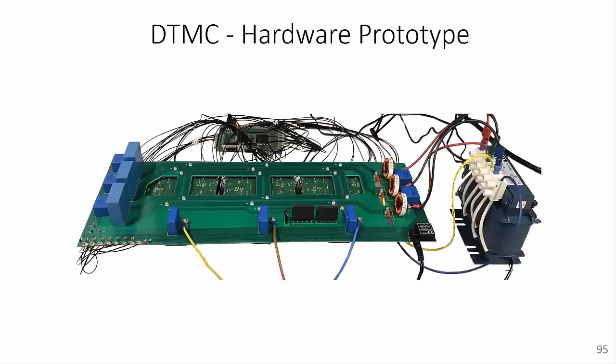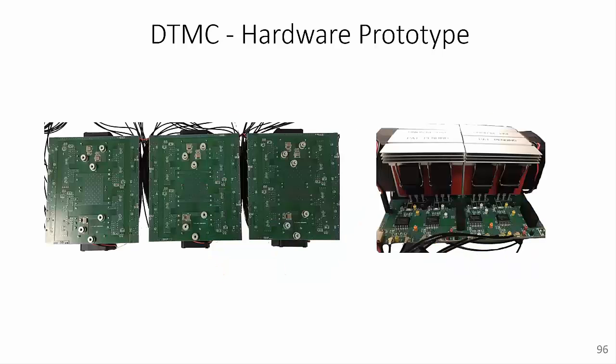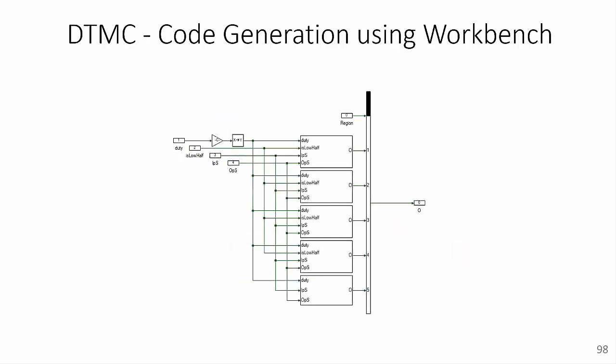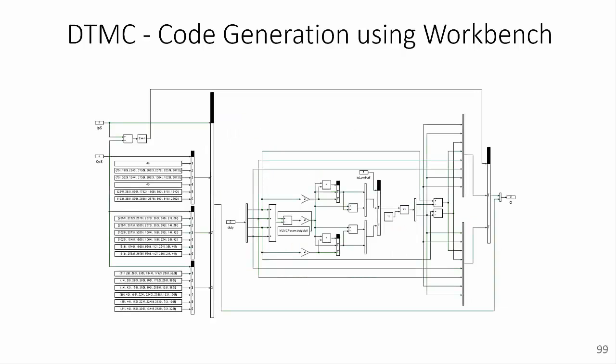So this is the overall hardware of a 6 kilowatt direct 3-level matrix converter. And this is the view of every single leg of the matrix converter that contains 4 bidirectional switches. This is the overall model of the direct 3-level matrix converter controller algorithm implemented using Workbench. And there are multiple layers to it with more and more complexity within each layer to generate the switching pulses to drive this matrix converter.